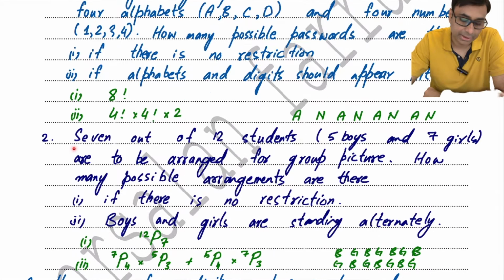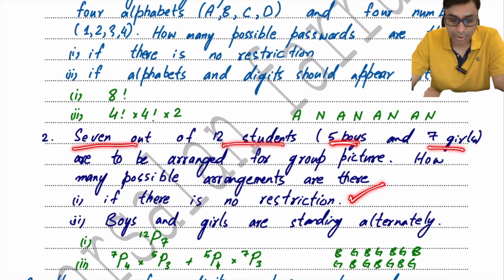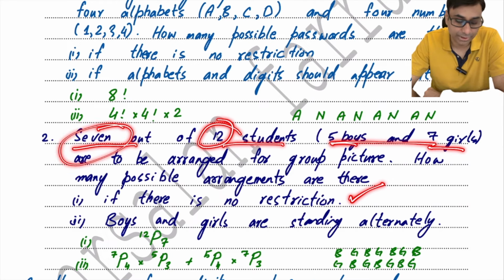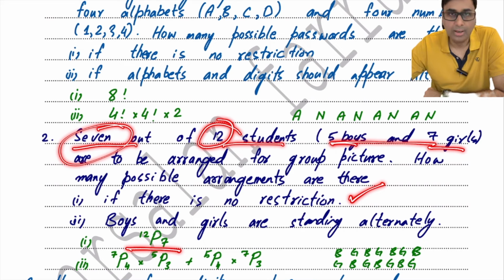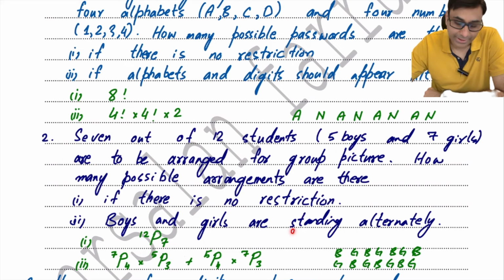Let's have a look at another example. We have to arrange 7 out of 12 students for a group picture. 5 of them are boys and 7 of them are girls. If I would put no restriction, then out of these 12 people, if I have to arrange 7 students in a group picture, that is going to be 12P7. But if, let's say, you have to put a condition where boys and girls are to be standing alternately.